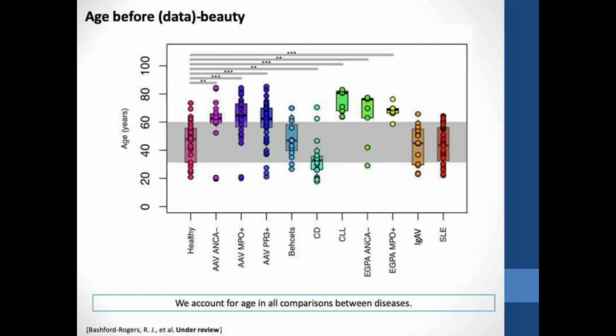And one key point here is that the age of diagnosis is actually very different between these immune-mediated diseases. We need to account for that in the statistics of the analyses, because we know that the B cell repertoire changes a lot over the lifetime of an individual. And we account for this in all the comparisons between diseases.